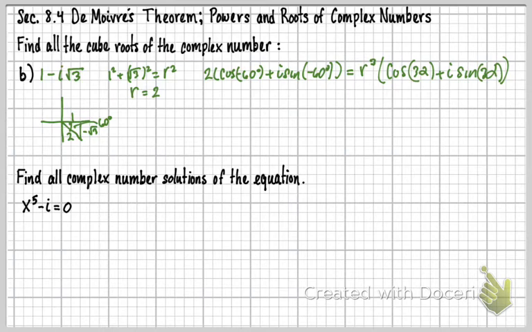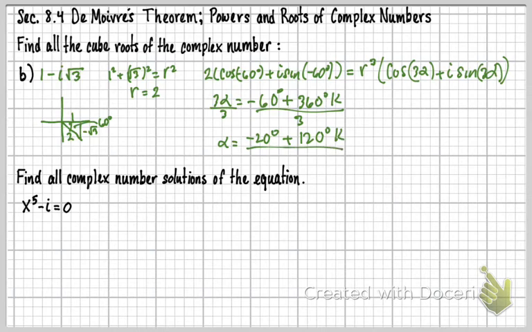So now that tells me 3 alpha equals negative 60 plus 360k. I'm going to take that divided by 3. So then my alpha is going to equal negative 20 degrees plus 120 degrees k. Oops, I divided it, so I don't need the bottom now. Okay, so that would be my angles.